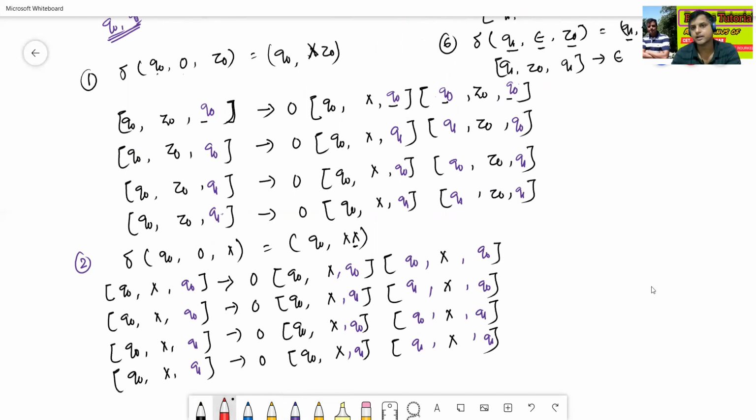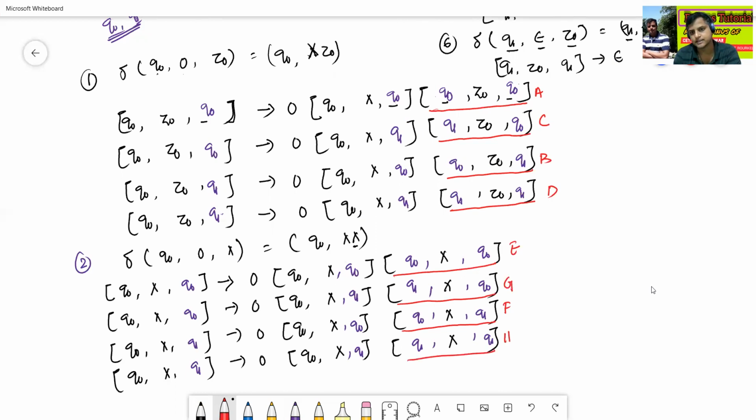Let me take just a name for this one. Let this one be A, this one B. You can take any name, as you wish. Now I am taking C here, D here, this one is E, this one is F, G, and this one is H. Okay. That means A means Q0, Z0, Q0. B means Q0, Z0, Q1. D means Q1, Z0, Q1. Okay. So how to convert C here?